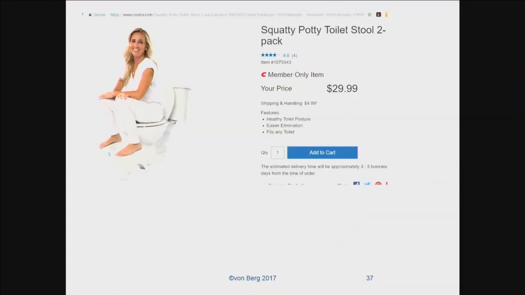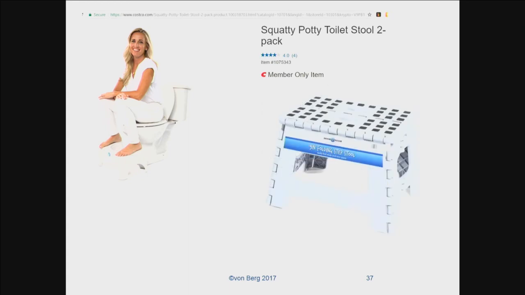So my favorite store now has one of my favorite products. Costco sells the Squatty Potty. You can get 2 of them for $30, all right? If you don't want to spend $30, a simple folding footstool will work as well, and you can usually pick those up for about $5, okay? So if you have a lot of bathrooms to stock and you don't want to spend a lot of money, go with the folding footstool option.